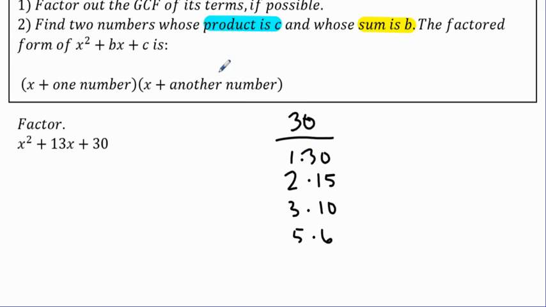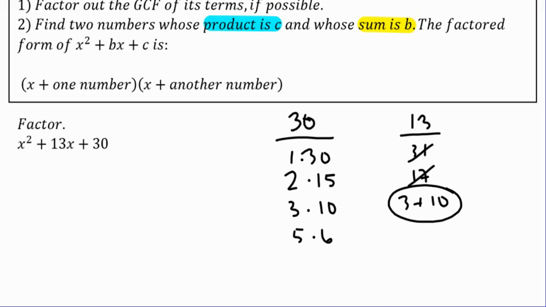I want to find two numbers whose product is 30, but when added give me 13, the coefficient of x. So 1 plus 30 is 31, so that's not 13. 2 plus 15 gives me 17, not 13, right? 3 plus 10 gives me 13. So these are the two numbers that I want to factor this trinomial into.